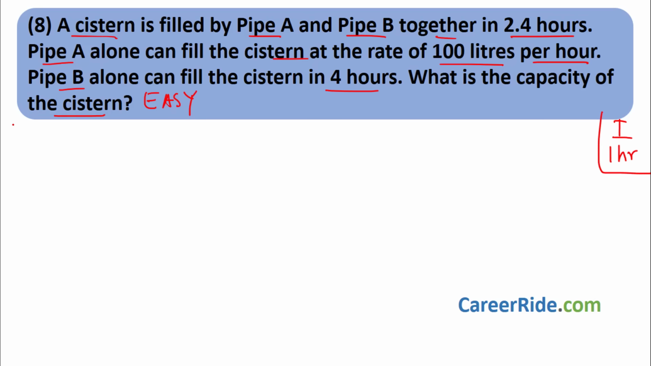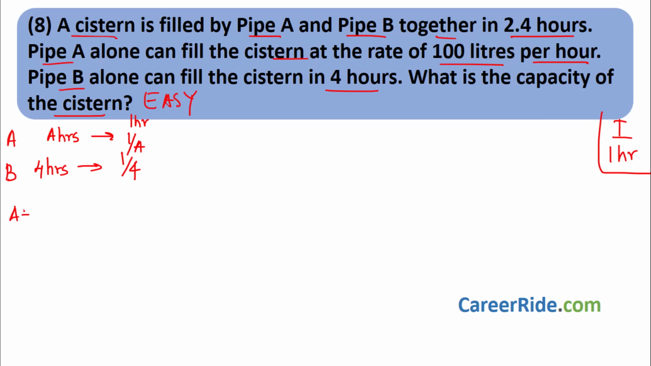Now, do we know how much time pipe A alone takes to fill the tank? No. So let us assume that pipe A takes A hours to fill the entire cistern. In 1 hour, how much cistern is filled by A? Simply invert, that is 1 by A. B takes 4 hours to fill the entire cistern, so in 1 hour B fills 1/4 of the cistern.